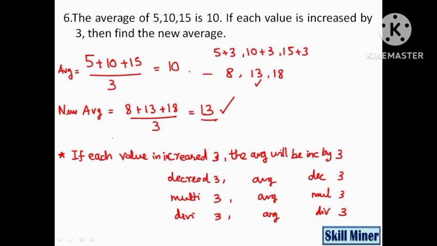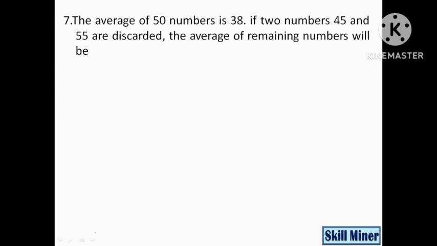Initially we had the average as 10, then each value is increased by 3, so the new average will be 10 plus 3, which is equal to 13. Now we can move to the next question.